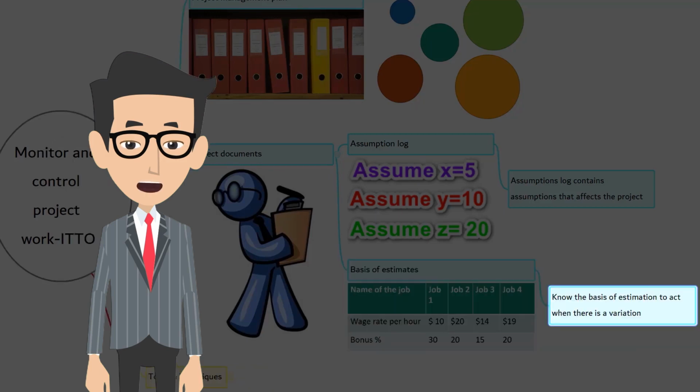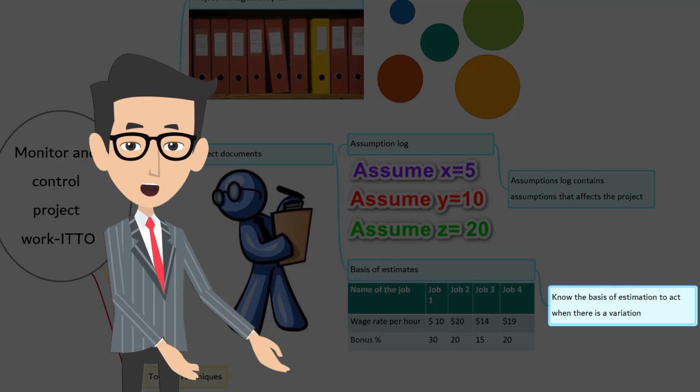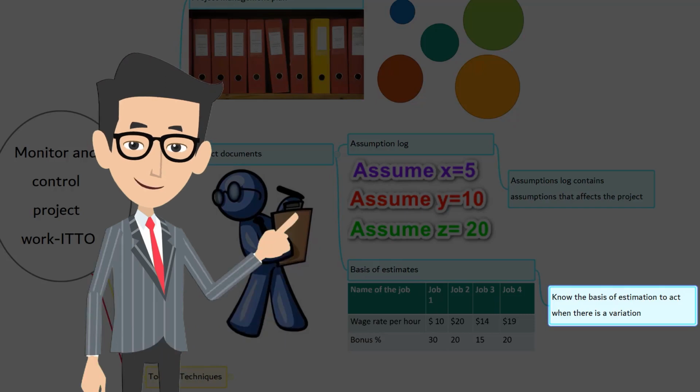In monitor and control project work, in case of any variation, you as a project manager should know why there is such variation from the estimation. For that, you should know the basis of estimation. Also, you should know what the impacts are. Having this information will enable you to make the right decision.